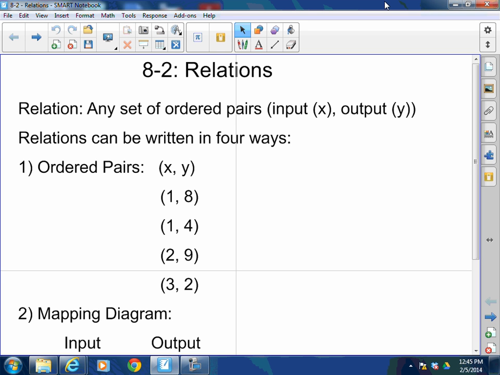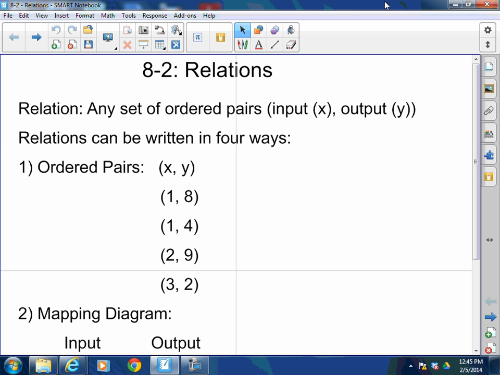Now, if you guys remember, a relation is any set of ordered pairs. The input is x, the output is y. In other words, the input, remember we talked about it yesterday, that's the independent variable. That's where you get your domain values from. The output, the y, is your dependent variable. That's where you get your range values from. So there are four ways that they can write relations, okay?